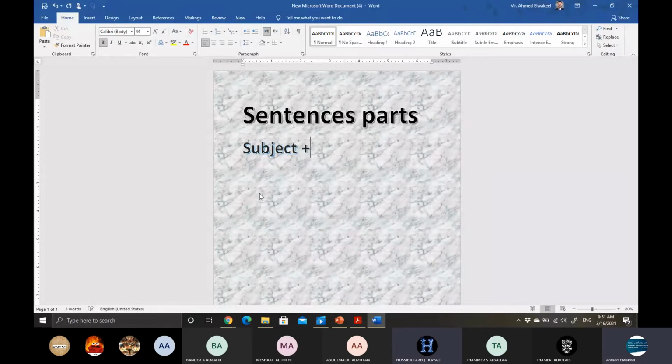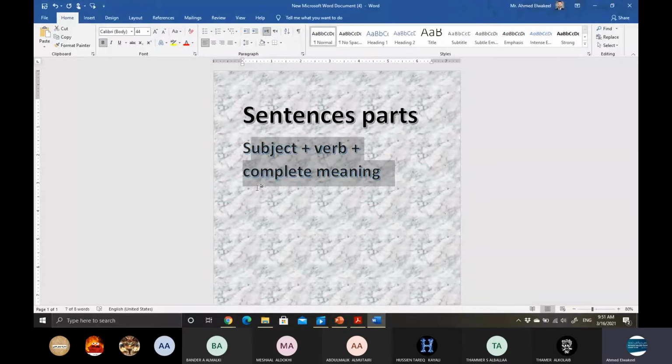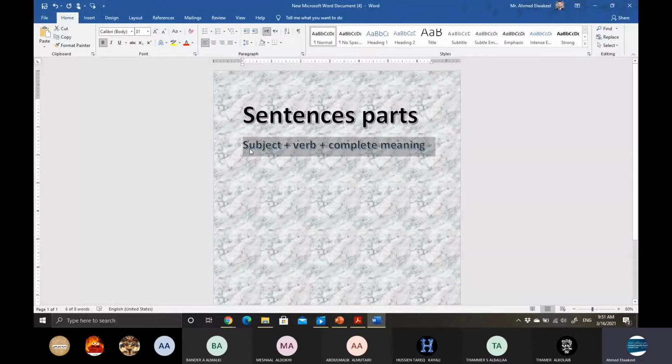Plus a verb, plus an object or an adverb or an adjective or a prepositional phrase or a time reference, right? So simply it must give you complete meaning or a complete idea, right? So that's the most important thing of any sentence, to contain 3 things.